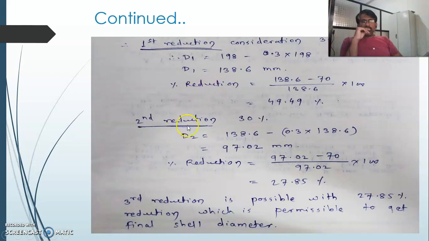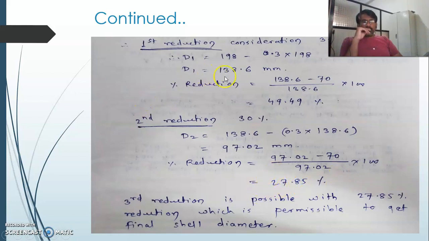So the second reduction, if we again make by 30%, then from 138.6, which is the earlier blank diameter, we reduce again by 30%, that is 0.3 into 138.6. So the next blank diameter becomes 97.02 mm. Considering this new blank diameter, the percentage reduction is 97.02 minus 70 divided by 97.02 into 100, that is blank diameter minus shell diameter divided by blank diameter. This value comes as 27.85, which is less than 30%.